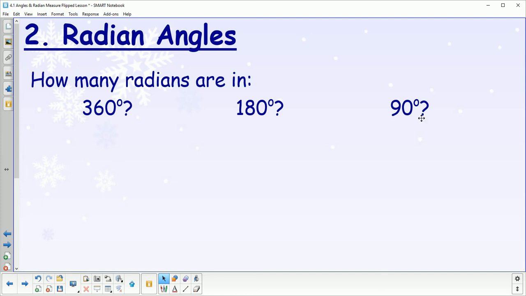Now, these are three of the bigger ones. There's 360 degrees, a complete turn, which is going to be 2 pi. 180 degrees then is half of that, so that would be pi. And then 90, half of that, we write as pi over 2.